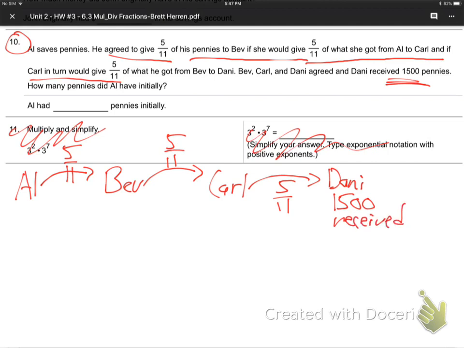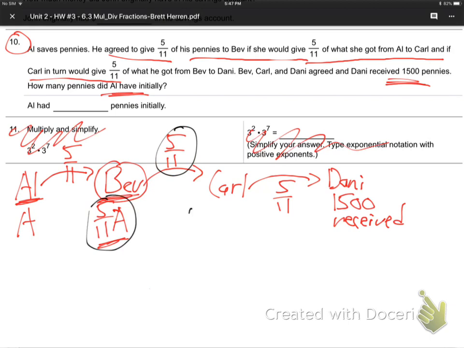Okay, so how do we do this then? The question is, how many pennies did Al initially have? Let's call that A for Al. The amount Al originally had was A. He gave 5/11 of his pennies, so 5/11 A is how many Bev received. And then Carl received 5/11 of Bev's pennies, so that's 5/11 of 5/11 A.